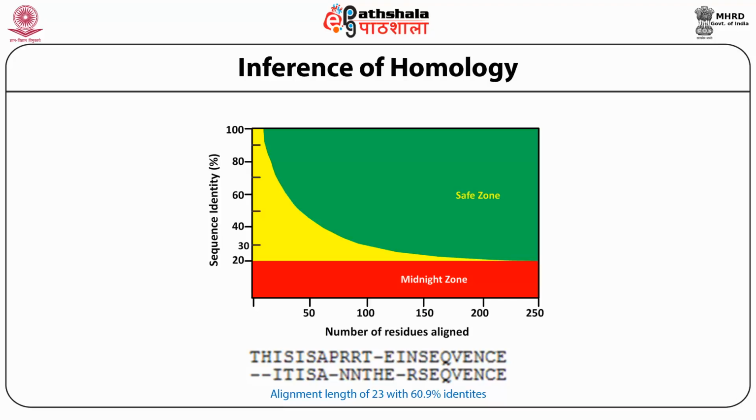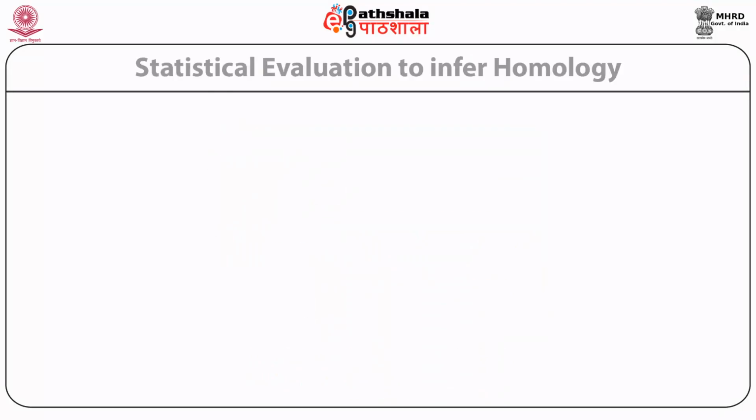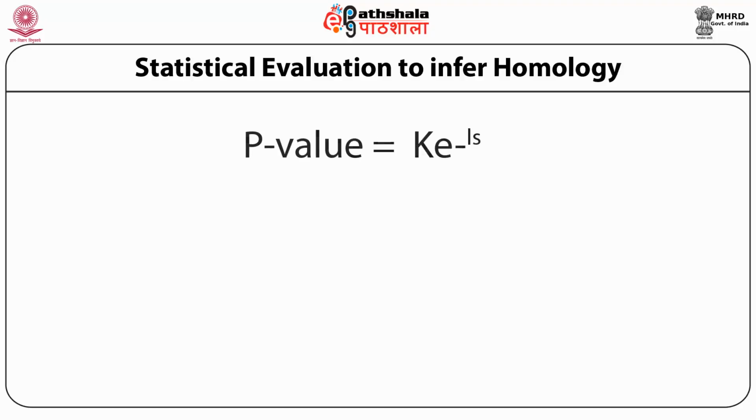In the present case, with 23 residues aligned with 60.9% identities, the alignment falls in the yellow colored twilight zone. Therefore, the user must undertake statistical evaluation of this sequence alignment. The statistical significance of an alignment score is frequently assessed by calculating the p-value to distinguish whether the alignment is due to homology or just by chance.